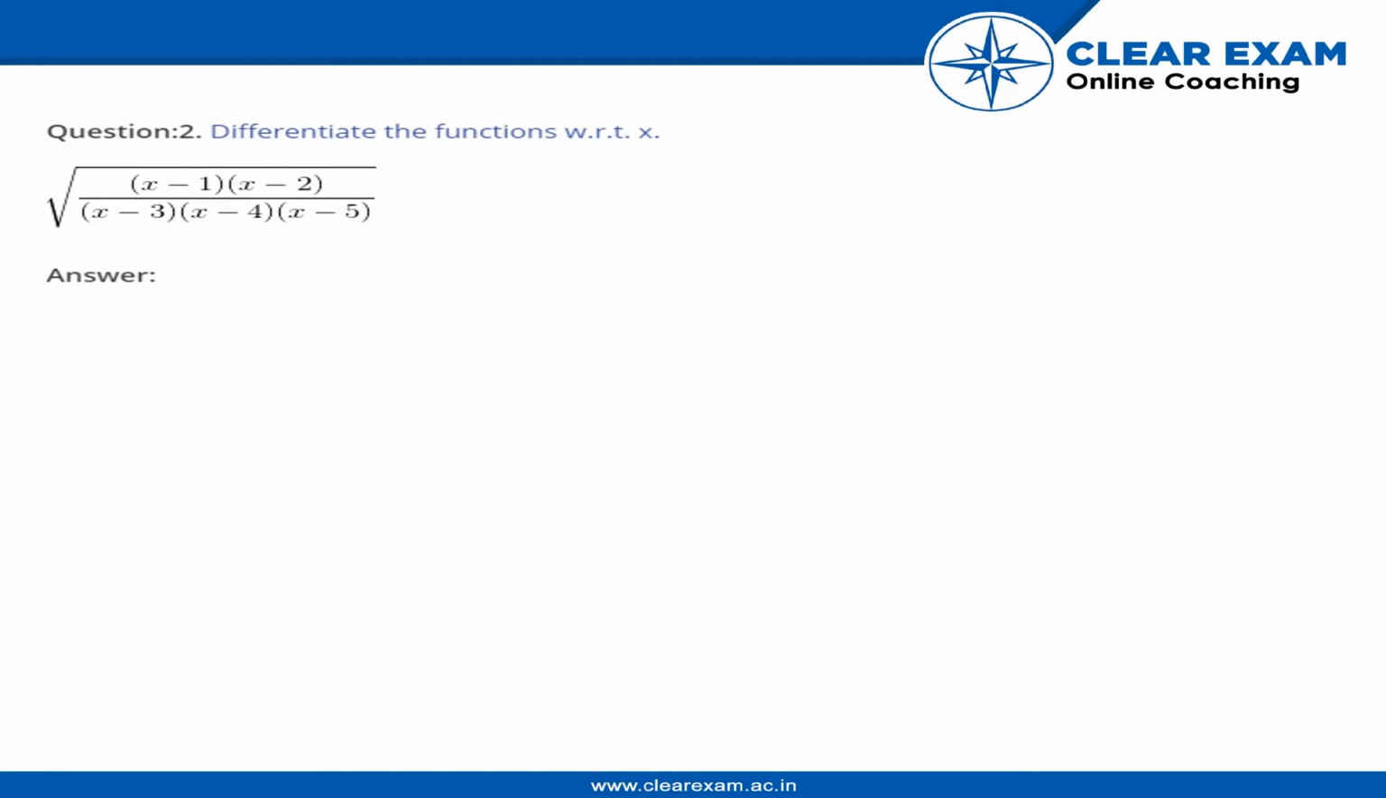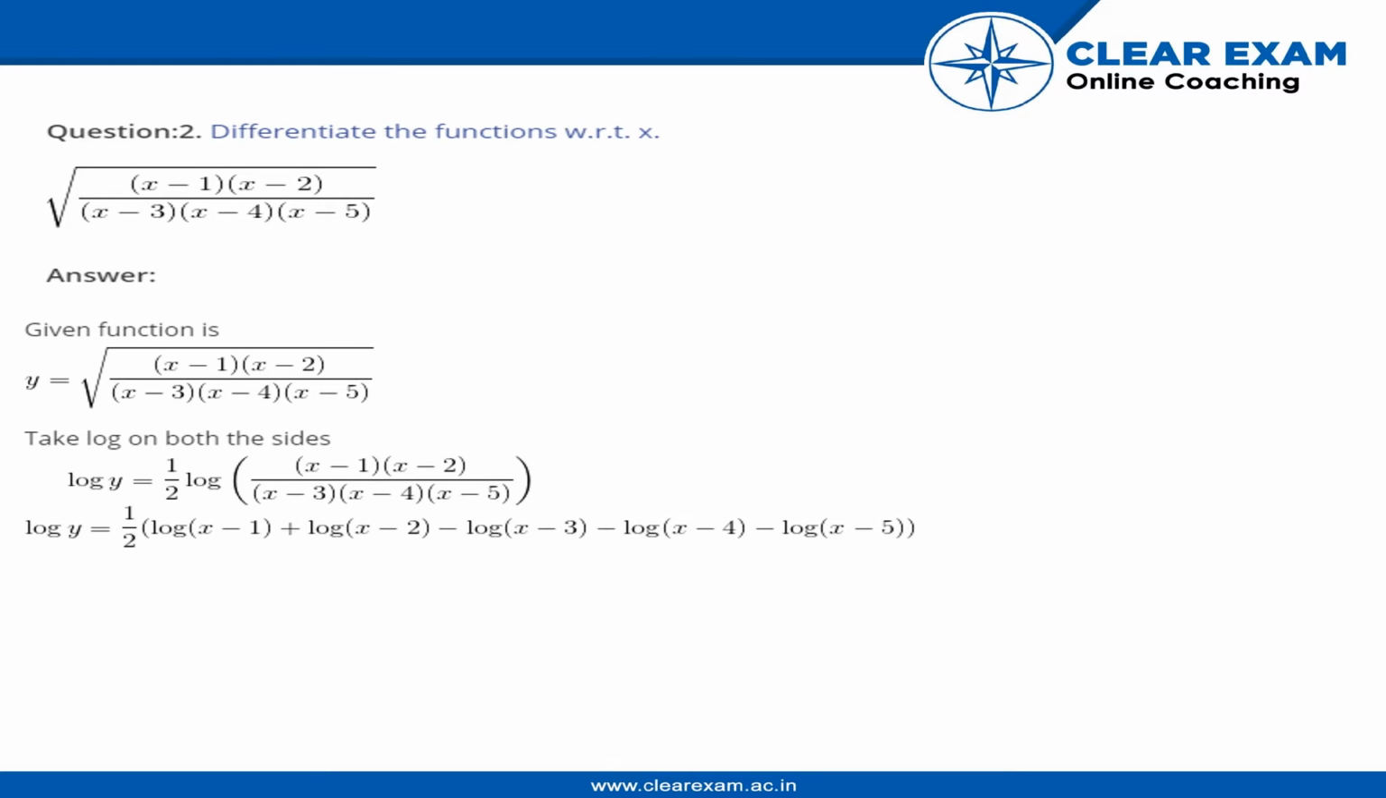Differentiate the following function with respect to x. The function is under root (x minus 1)(x minus 2) upon (x minus 3)(x minus 4)(x minus 5). Let this function be y, and take natural logarithm on both the sides. We get log y equals 1 by 2 of log of (x minus 1)(x minus 2) upon (x minus 3)(x minus 4)(x minus 5).